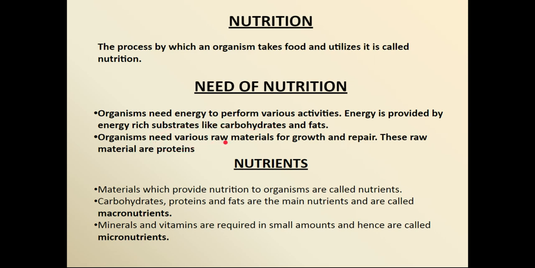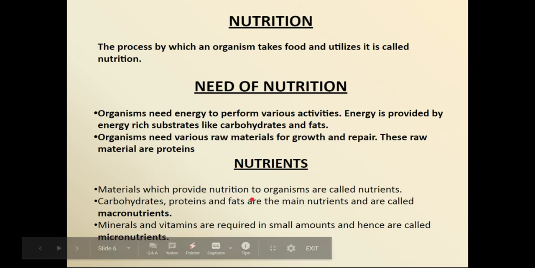Organisms need various raw materials for growth and repair of body parts. These raw materials are proteins. Protein serves as raw material for growth and repair of the body part. Now, what are nutrients? Nutrients are materials which provide nutrition to organisms. The basic categories of nutrients are macronutrients and micronutrients.